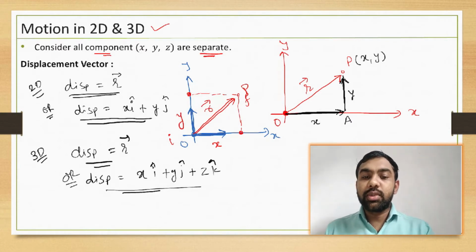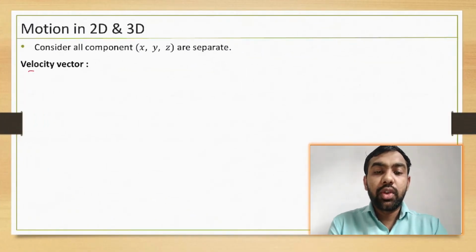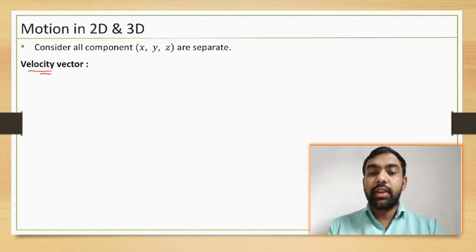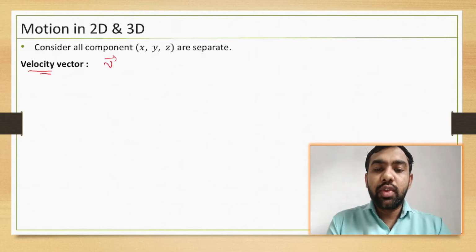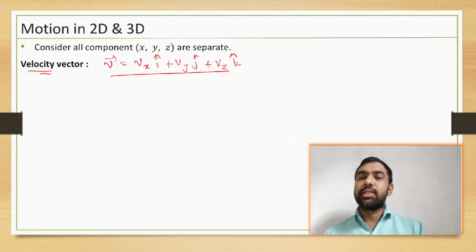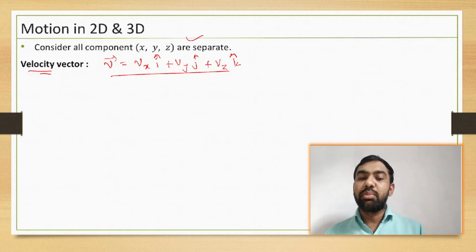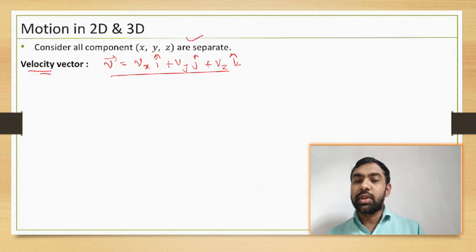Let's come to the next one, the velocity vector. How do you represent the velocity vector? The velocity vector v is equal to vx i plus vy j plus vz k. Like r is equal to xi plus yj plus zk, all those components are separate. Here also all components are separate. The x component is vx, the y component is vy, the z component is vz.